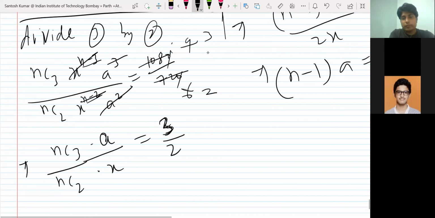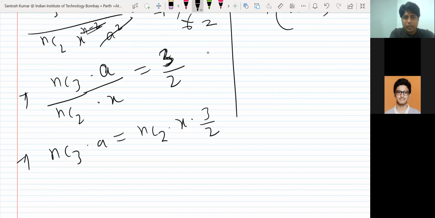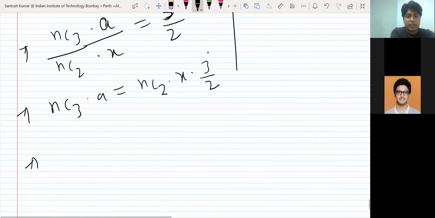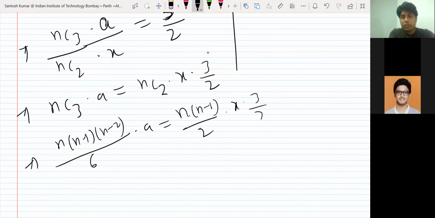So what you are getting, just do cross multiplication. nC3 times a, nC2 times x into 3 by 2. So simplify this. nC3 is n into n minus 1 into n minus 2 upon 6. You simplify it, okay? So you know the formula of nCr, n factorial upon r factorial, n minus r factorial. So you simplify in that way, so you will get this one. n minus 1, n minus 2 upon 6 times a. nC2 is n into n minus 1 upon 2 times x into 3 by 2.